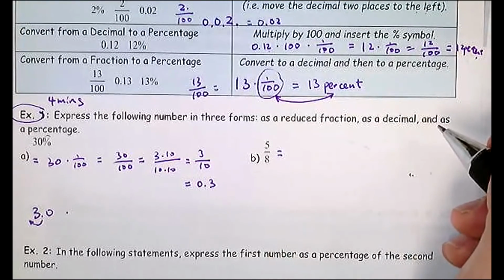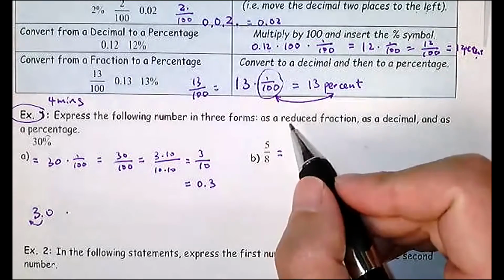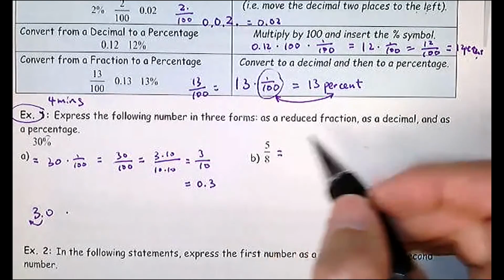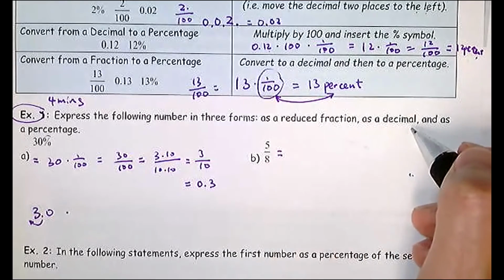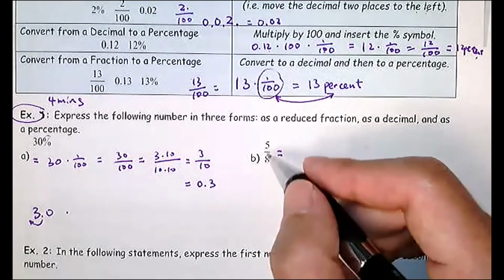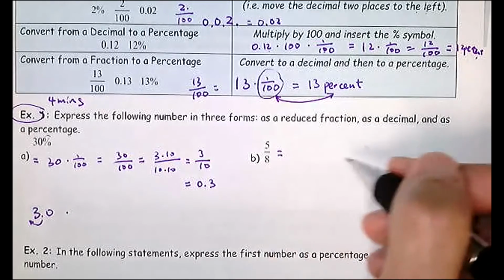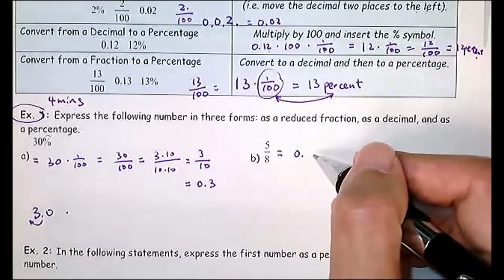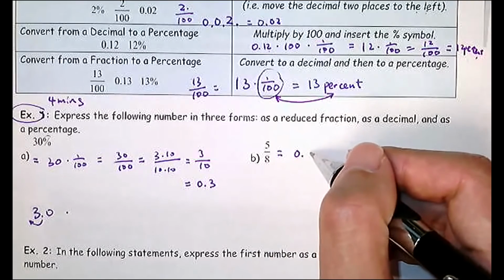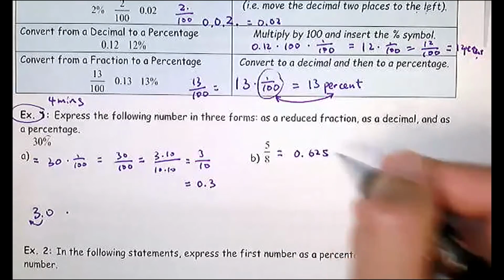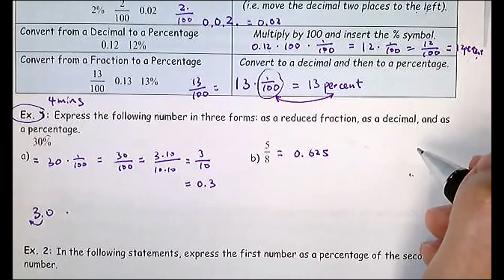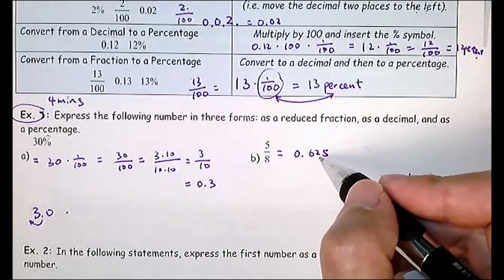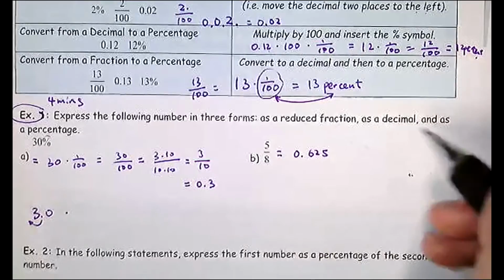Let's look at question B. We already have a reduced fraction, 5/8. We want to express it as a decimal. The way you do that, you plug it into a calculator. Can anyone tell me what the decimal is? 0.625. 0.625, thank you, exactly. Okay, now you see this one, 0.625.